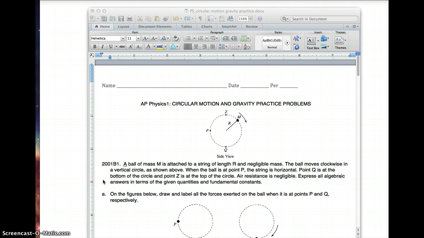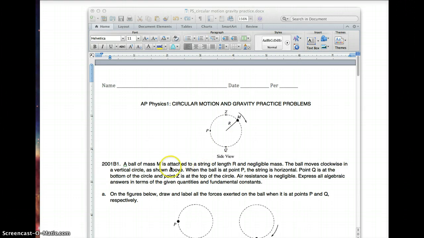on the 2001 AP Physics B exam, a ball of mass m is attached to a string of length r and negligible mass. The ball moves clockwise in a vertical circle shown above. When the ball is at point P, the string is horizontal. Point Q is at the bottom of the circle and point Z is at the top of the circle. Air resistance is negligible. Express all algebraic answers in terms of the given quantities and the fundamental constants.